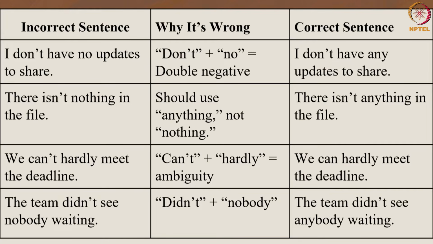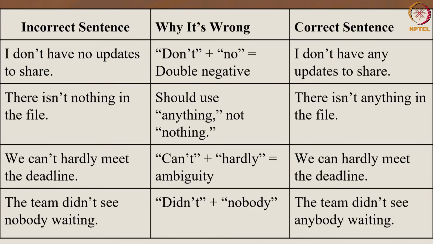Look at the slide. So, incorrect sentence. I don't have no updates to share. Double negatives, don't and no. Correct sentence should be I don't have any updates to share. Next one, there is a nothing in the file. It's wrong. It should use anything, not nothing. So, nothing becomes a double negative. There isn't anything in the file.